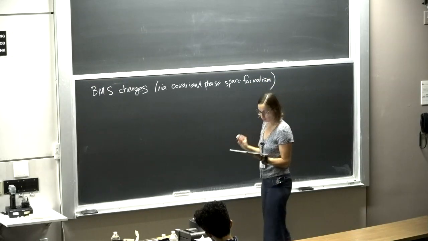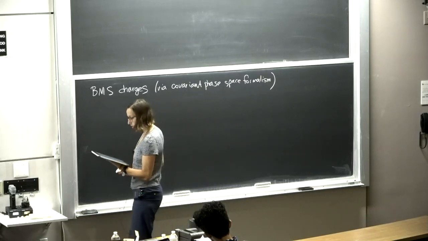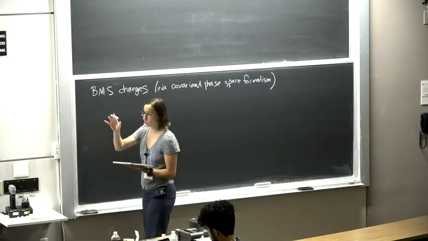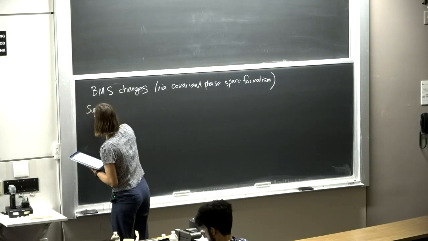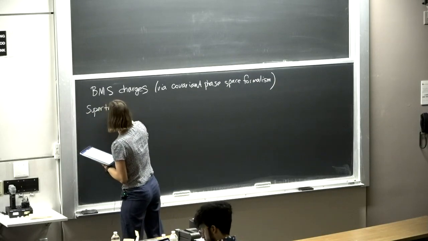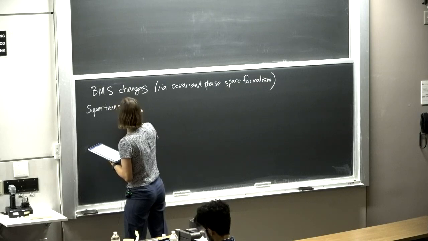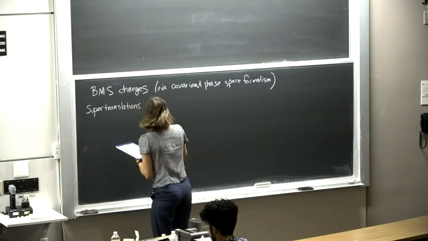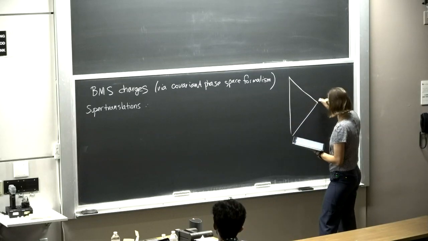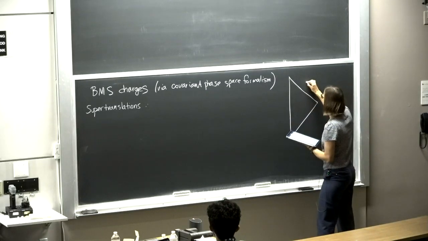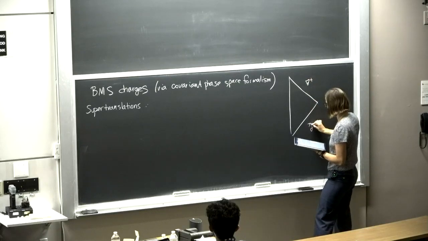But since I don't, I won't. And I will just write down for you the charges that are associated to supertranslations and superrotations. So let's start with the supertranslations. And let me draw here again our beloved Penrose diagram, where we have scry plus and scry minus.